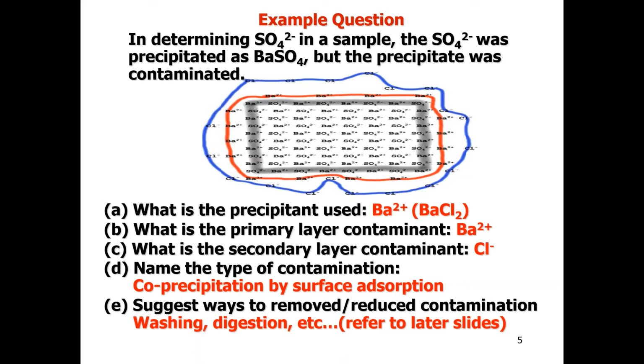What is the primary layer? The excess precipitant. So it must be Ba2+. What's the secondary layer? The spectator ion, chloride. Name the type of contamination. Co-precipitation by surface adsorption. So what is the surface adsorbed ion? Barium2+ and chloride. So how to remove it? So I said that when anything is adsorbed, the impurities are adsorbed onto the surface, the primary method is always by washing.